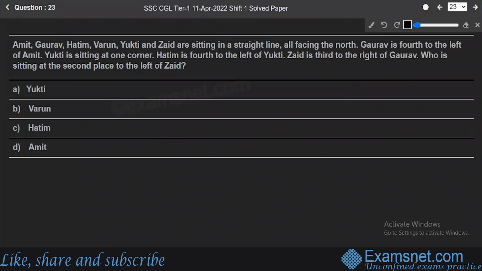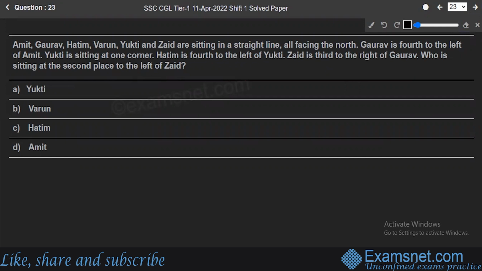Question number 23. Amit, Gaurav, Hatim, Varun, Yukti, and Zaid are sitting in a straight line, all facing towards the north. Gaurav is fourth to the left of Amit. Yukti is sitting at the corner. Hatim is fourth to the left of Yukti, and Zaid is third to the right of Gaurav, who is sitting in the second place to the left of Zaid. So you need to make all the arrangement.